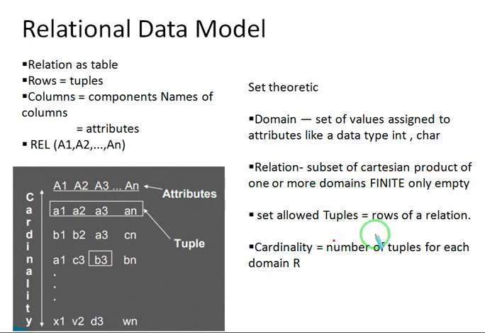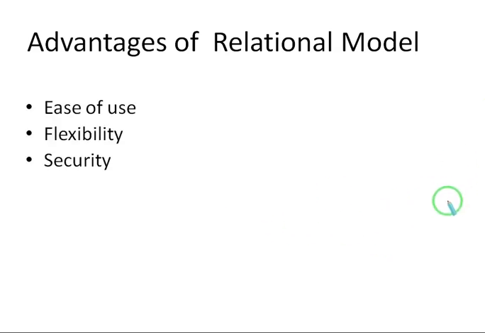Then the set of allowed tuples: a tuple is a row of a relation. The rows of a relation are termed as the set of allowed tuples. Now cardinality. So the number of tuples for each domain. The number of tuples in this A1 domain is termed as the cardinality of this domain R. Right? So in this way, this is the basic concept of the relational data model.